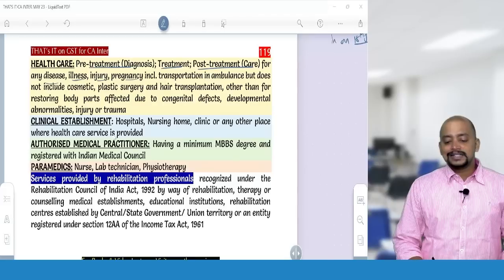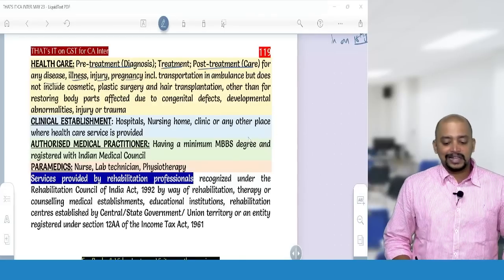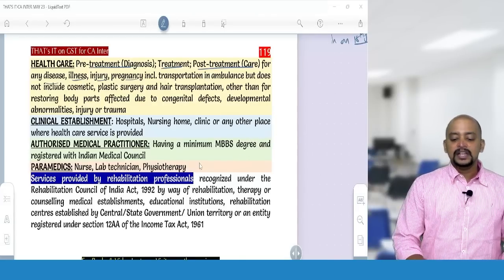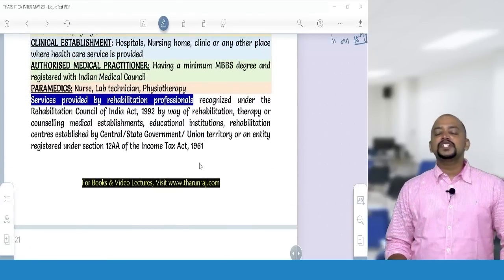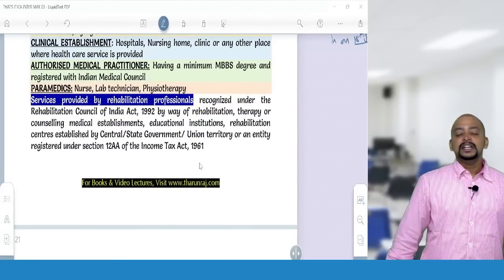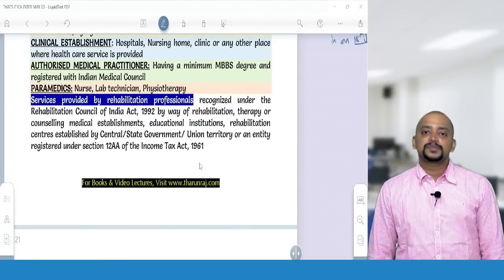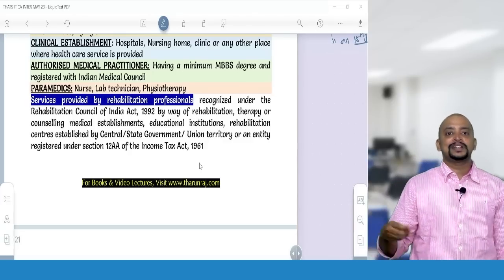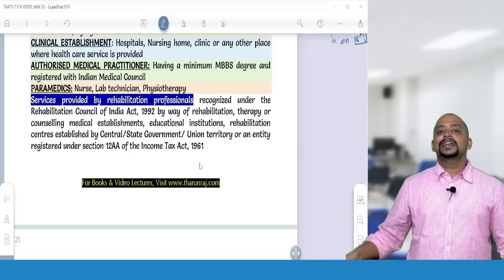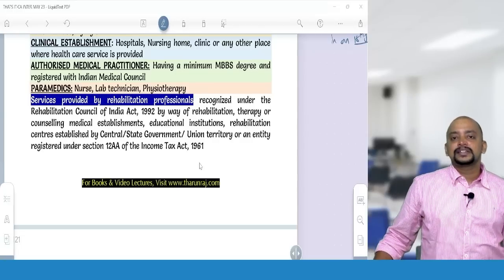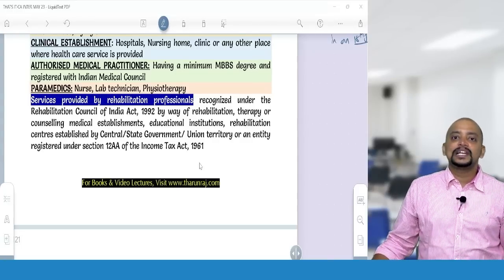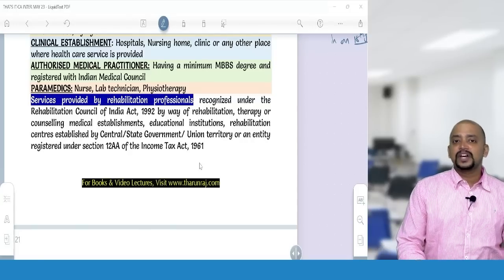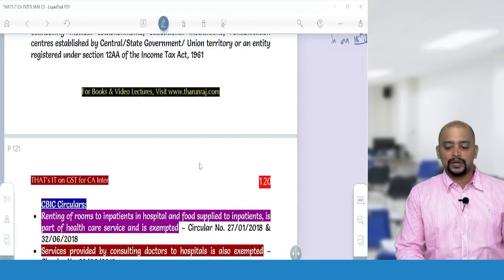Then clinical establishment means the place where healthcare service is provided; authorized medical practitioner and paramedics we have discussed. Then there is one more point, service provided by rehab professionals. These rehab professionals are psychology experts who provide services in educational institutions or medical establishments, that is exempted. If they are working in rehab centers established by a section 12AA trust or by the government, then it will be exempted. If they are working in private rehab centers, then it will be taxable.